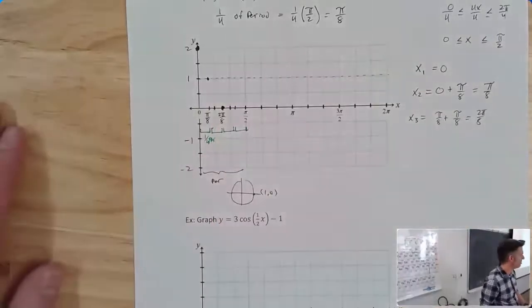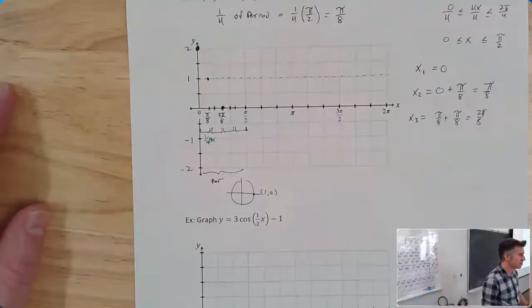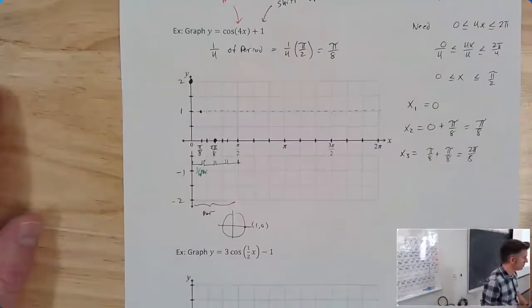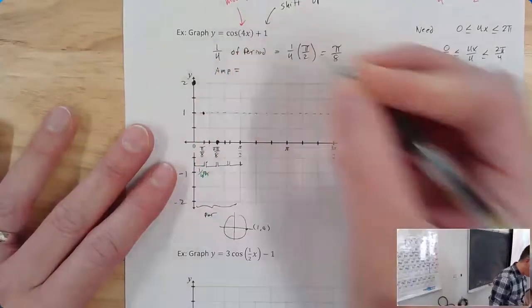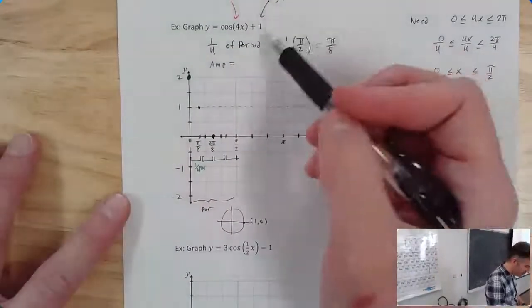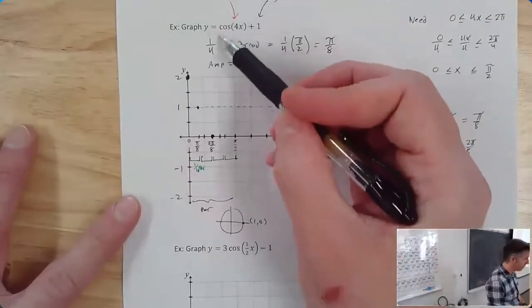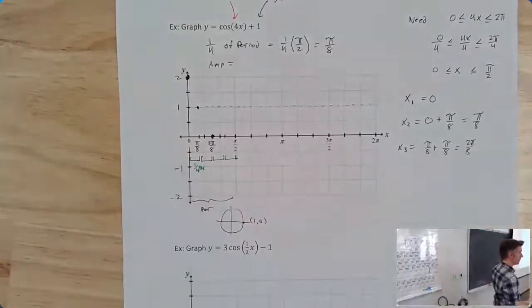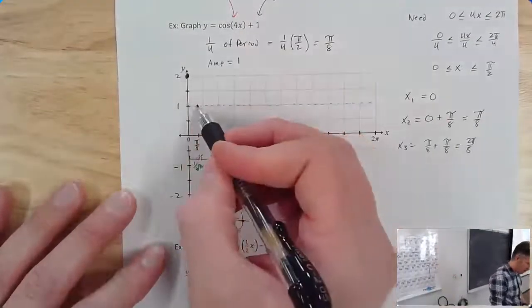How do I know that's the bottom? What's my amplitude? What is my amplitude? Well, it's the coefficient out here that we don't write, which is 1. So if there isn't a coefficient in front of cosine or sine, the amplitude is 1. Just like the general parent function, the amplitude is going to be 1 unless we change it. So our amplitude's 1, meaning we're starting 1 above and going 1 below.